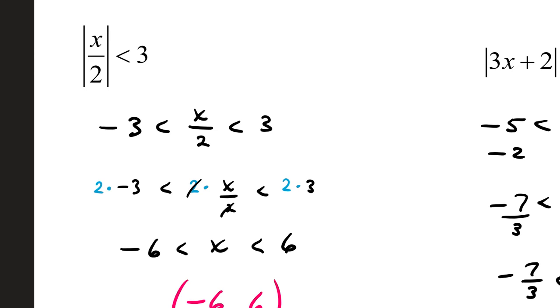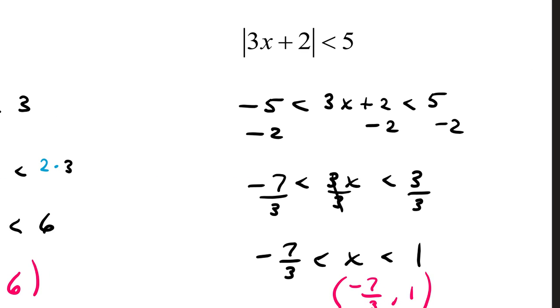You can check your answer easily. Pick a number between -6 and +6, like a 4. Take it to your original problem. 4 divided by 2 is 2. How far is 2 from 0 on a number line? 2 units, which is less than 3. And that's the idea.